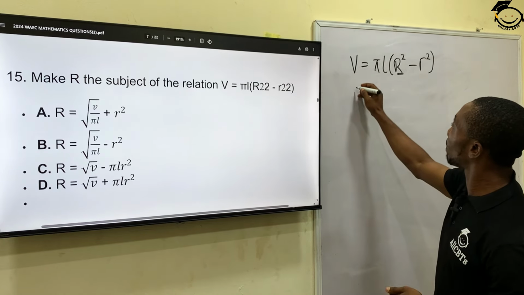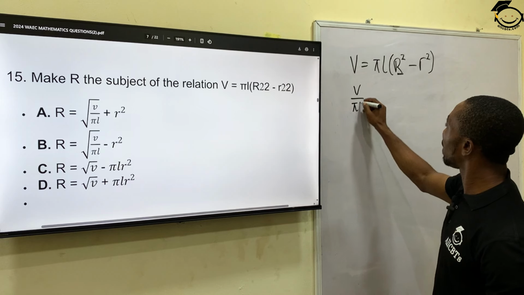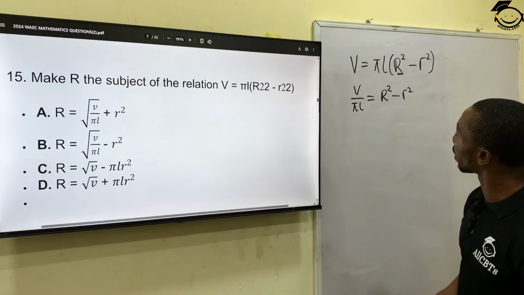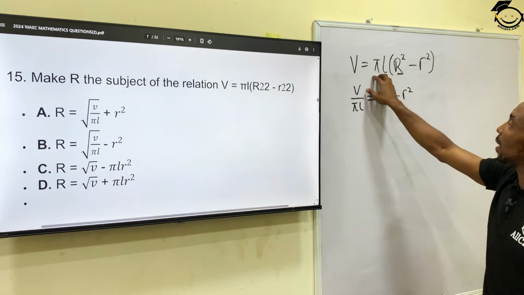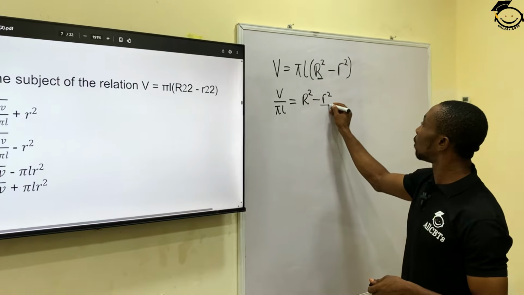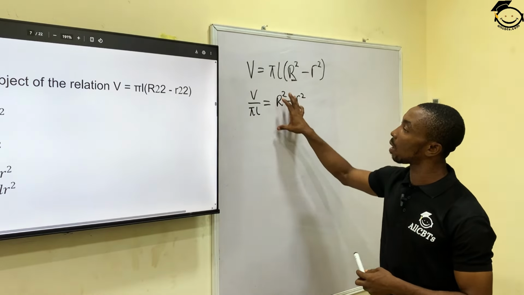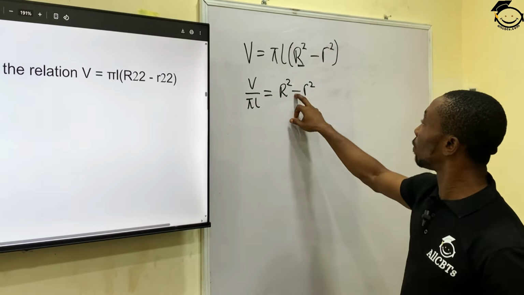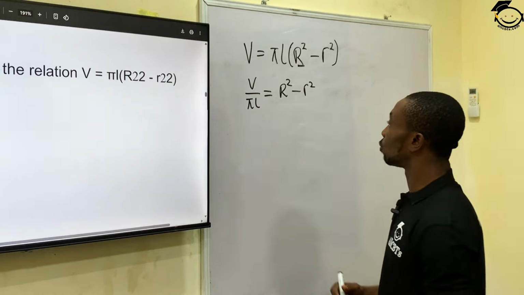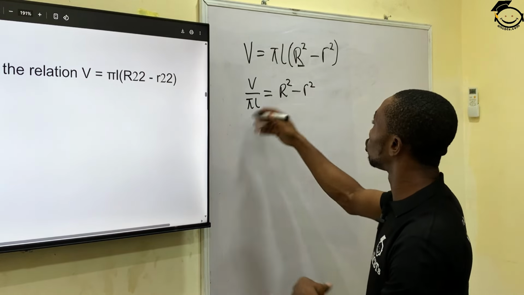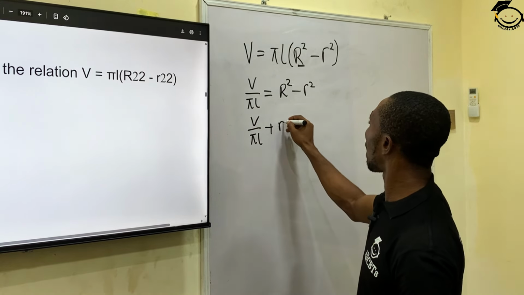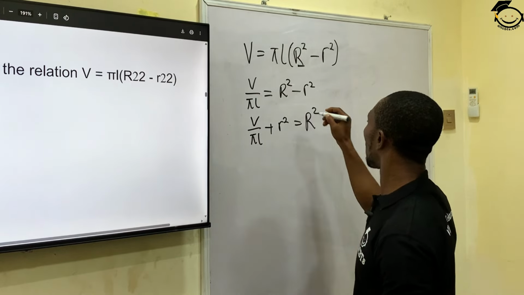So if we divide both sides by pi L, we have V over pi L equals R squared minus r squared. Now, we've eliminated our pi and our L from this side. The next thing we are going to eliminate is our small r, since we want the big R to be alone. The opposite of subtraction in mathematics is addition. So we'll add r squared to both sides. So this will become V over pi L plus r squared equals our capital R squared.